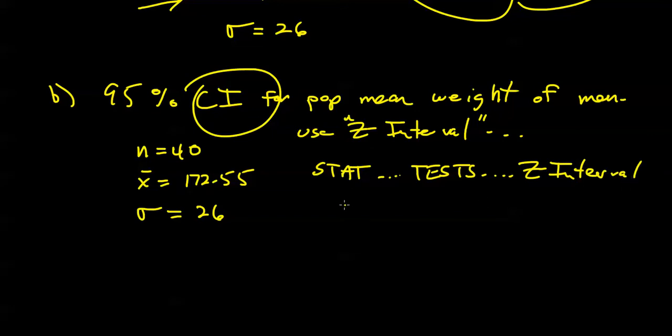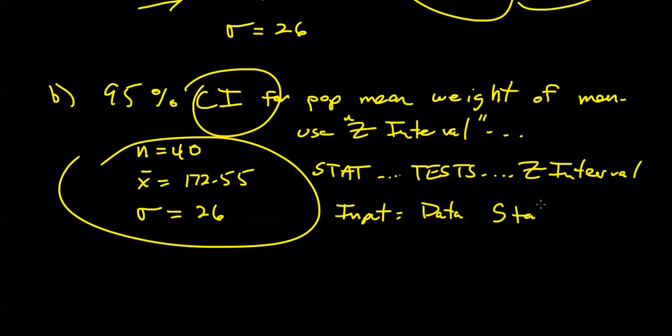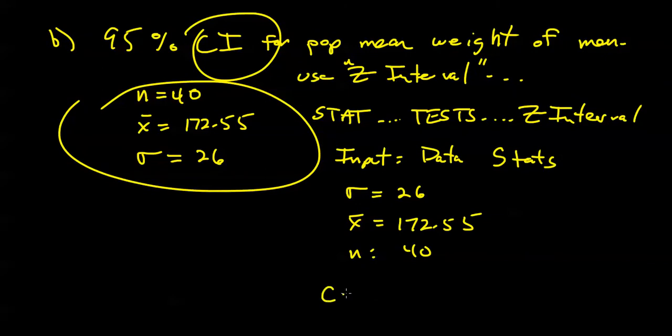Alright, the calculator then prompts me for an input mode. Data we're going to do later. We are given summary statistics here, so choose the statistics input mode, highlight and select. You are then prompted for a population SD, which is 26. Go ahead and enter that in. Your sample mean is 172.55. You're then prompted for an n value, which of course is 40. And your C level, which the calculator prompts you for here, we're going to put in 0.95.